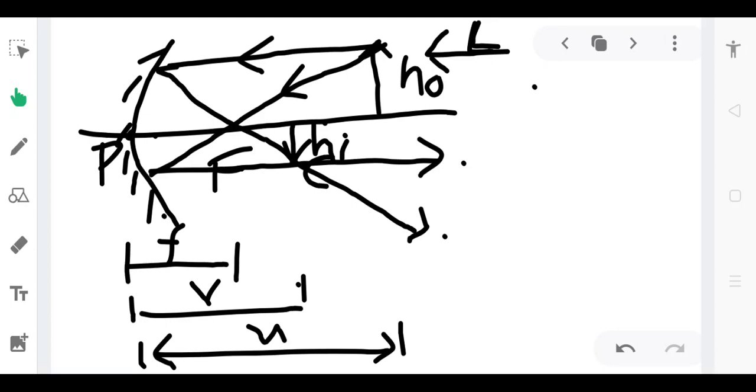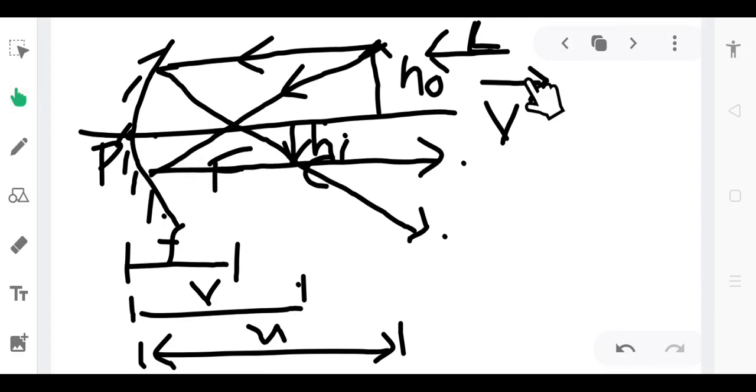Now if I want the image distance, I have to move from pole to image. This means in the case of image distance, I am moving opposite. If I take v, I am moving like this, that is, pole to image.